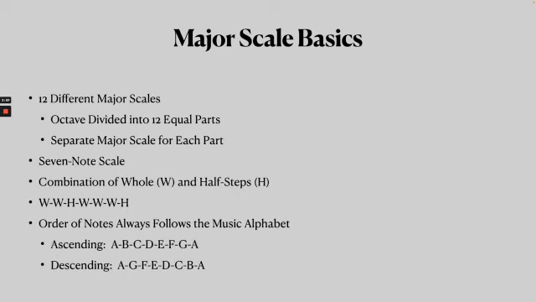The order of the notes will always follow the music alphabet, which is A through G. I've listed it here both ascending and descending. Notice that instead of continuing to H, A follows G on the way up. On the way down, notice that A goes to G. This 7-letter cycle encompasses one octave and repeats itself regardless of how high or low the notes sound.